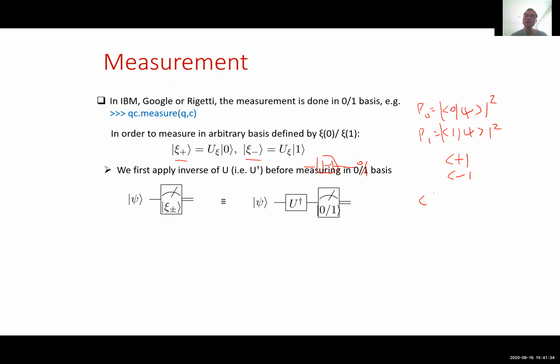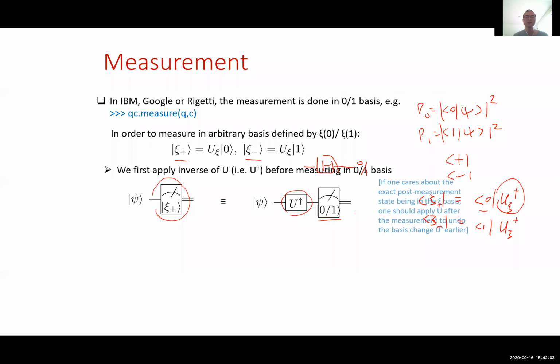Because the psi plus, psi minus, you write in these basis, it's the same as 0, 1 with U dagger on that. Okay, that's why you apply dagger and then you perform measurement. Okay, this is represented in this diagram. If you want to measure in this basis, you can do the inverse rotation and measure in the 0-1 basis. Okay.